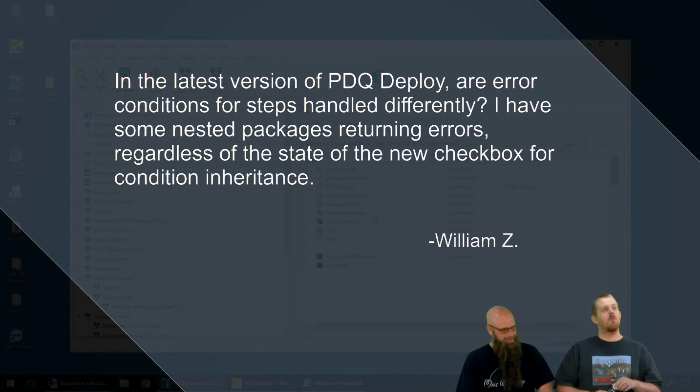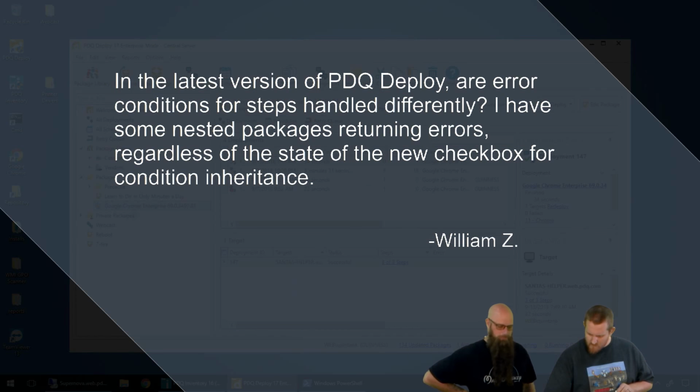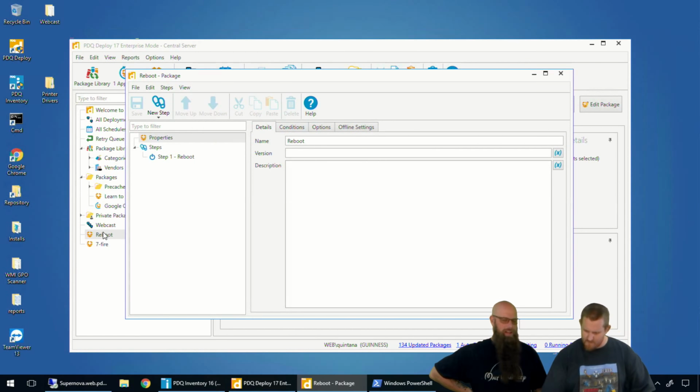Dear Shane and Chris, in the latest version of PDQ Deploy, are error conditions for steps handled differently? I have some nested packages returning errors regardless of the state of the new checkbox for condition inheritance. Thanks, Billy Z. I'm trying to process this one. I'll pull that up. So I'm just thinking, we might have to create a nested package here.